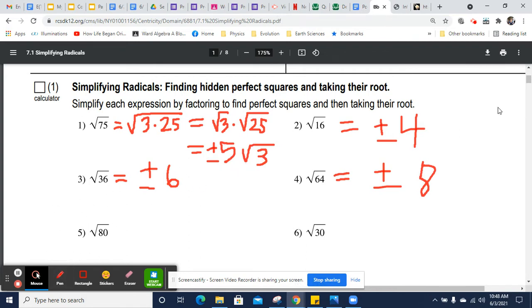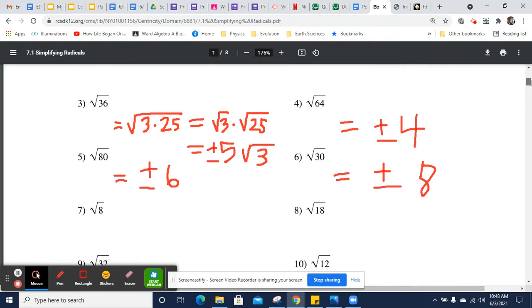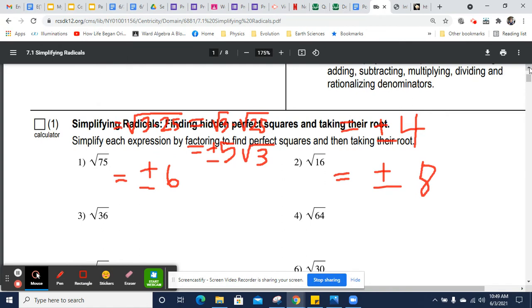So let's try another one here. We'll have to delete those drawings or move them. So I'm just going to leave it on this page. So here we go, move back up to here.